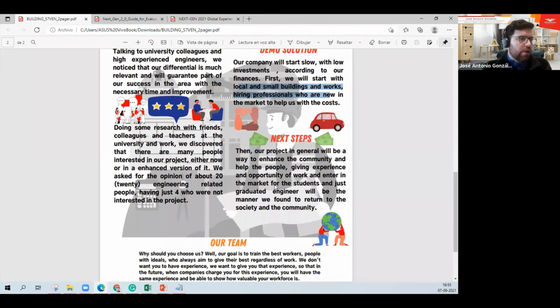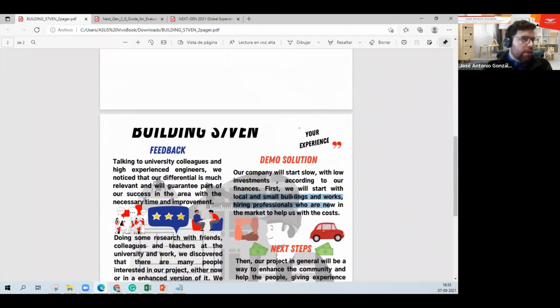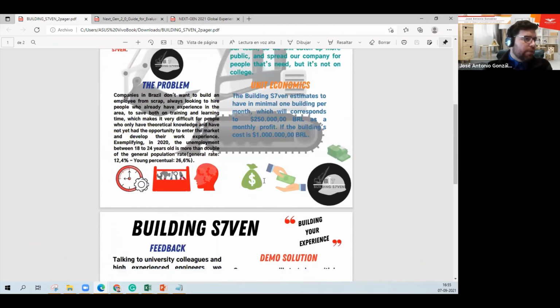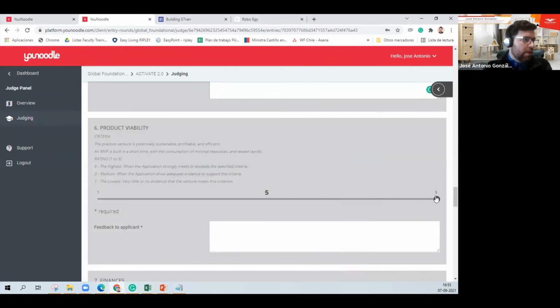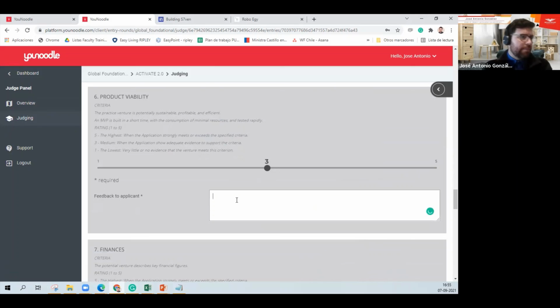us with the cost. Okay, maybe I would like to see some part of the courses or the programs that they will have and how they will be solving the unemployment. But is it feasible? I believe it's completely feasible. So I'll give it a 3 here. It's medium. Would like to see some videos, for example, or how you are transferring the info or the experience to other students and entrepreneurs. Okay?